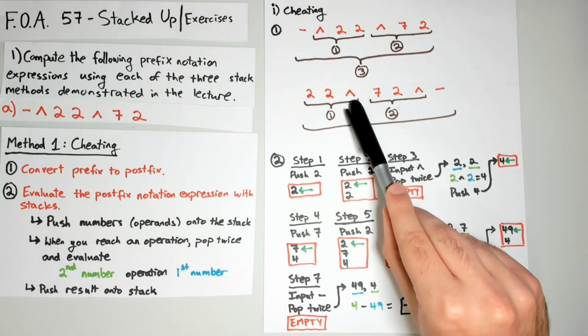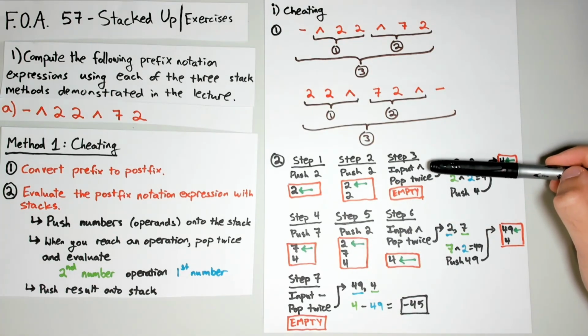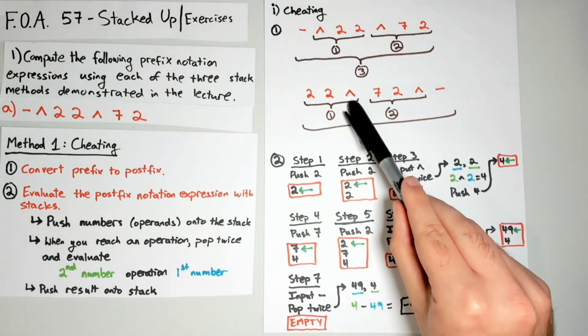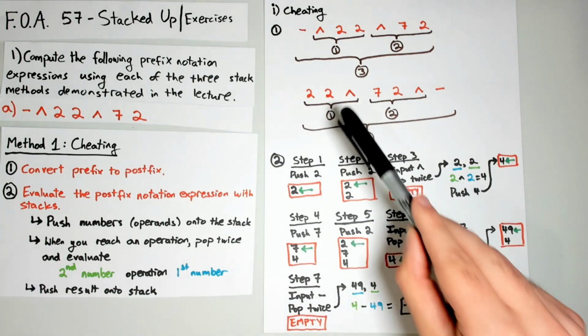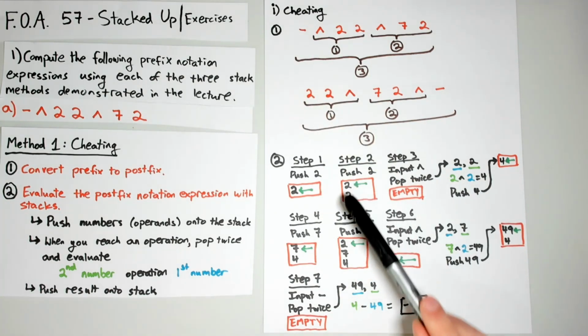Now we've reached an operation. So with this operation here, we input that, and that tells us to pop twice to access the numbers, this 2 and this 2, that this operation is going to be acting on. So when we do that, it leaves our stack empty, because we've accessed both of the pieces of data in it.